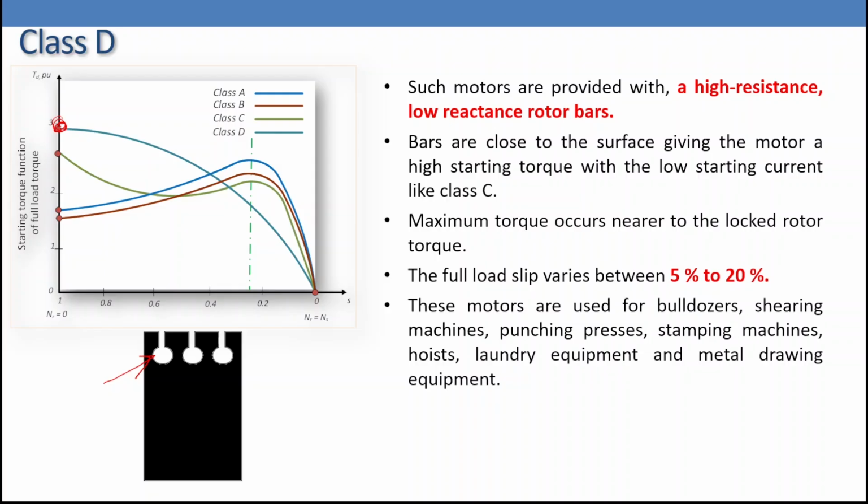These motors are used for applications such as bulldozers, shearing machines, punching machines, stamping machines, opening gates, and so on. So any application that requires high starting torque and where the running speed is required to be low.